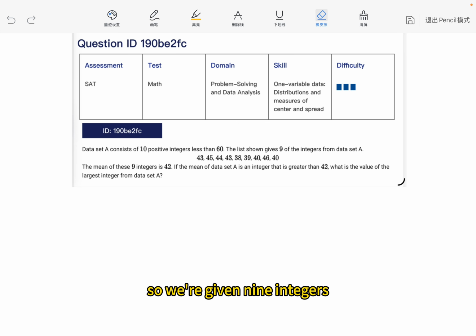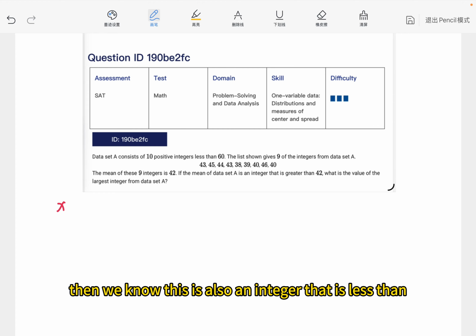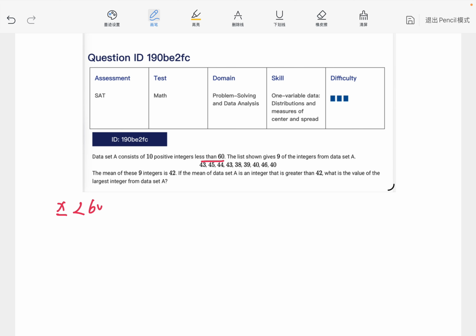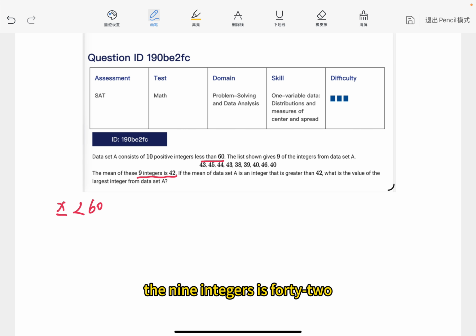Okay, so we're given 9 integers. We still have one missing. We make it to be x. Then we know this is also an integer that is less than 60. The first condition we're given. Then we also know that the mean of the 9 integers is 42.